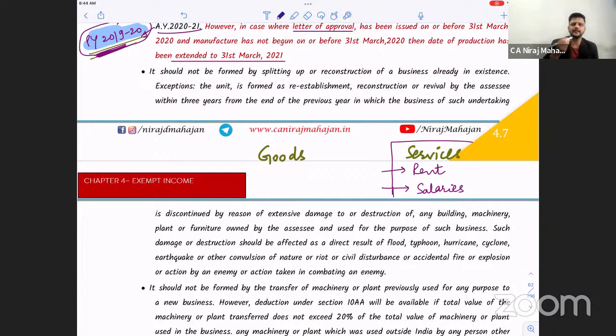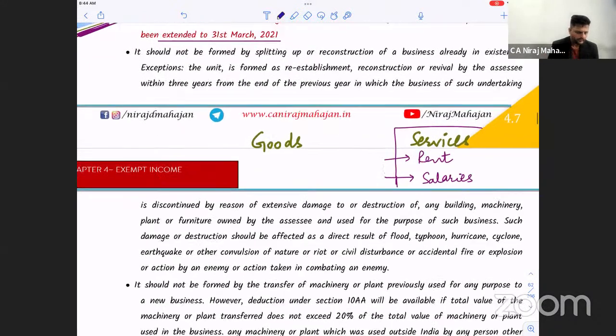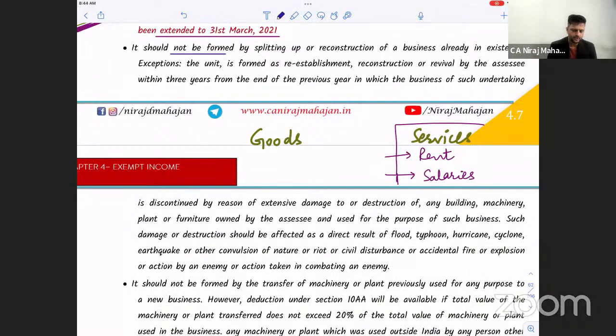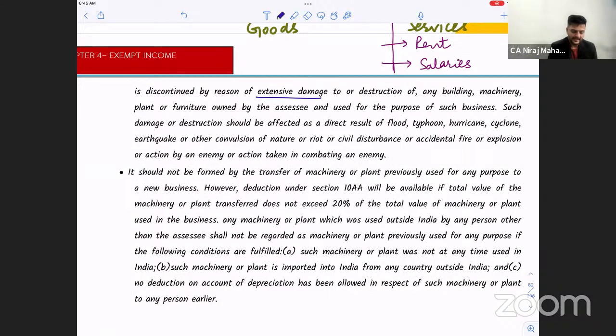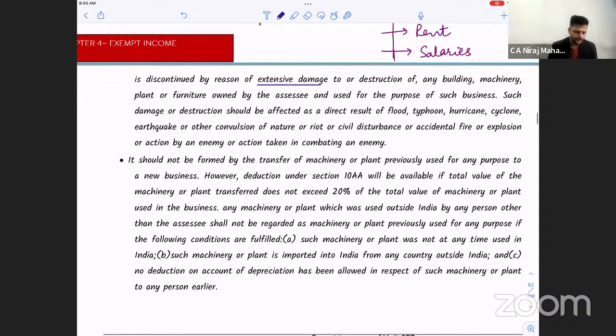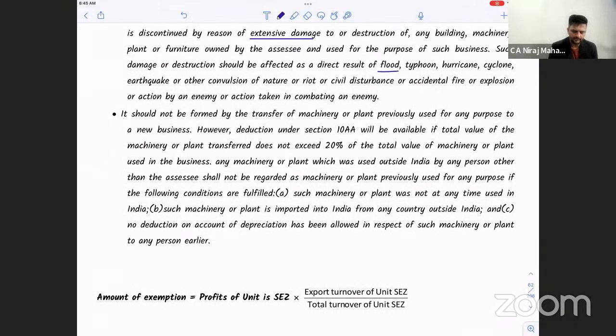It should not be formed. It means again, the SEZ unit should not be formed by splitting or reconstruction of a business already in existence. It has to be completely a new one. Exceptions: the unit is formed as re-establishment, reconstruction, or revival by the assessee within 3 years from the end of the PY in which the business of such undertaking is discontinued by reason of extensive damage to or destruction of any building, machinery, plant or furniture owned by the assessee and used for the purpose of such business. Such damage or destruction should be a direct result of flood, typhoon, hurricane, cyclone, etc.